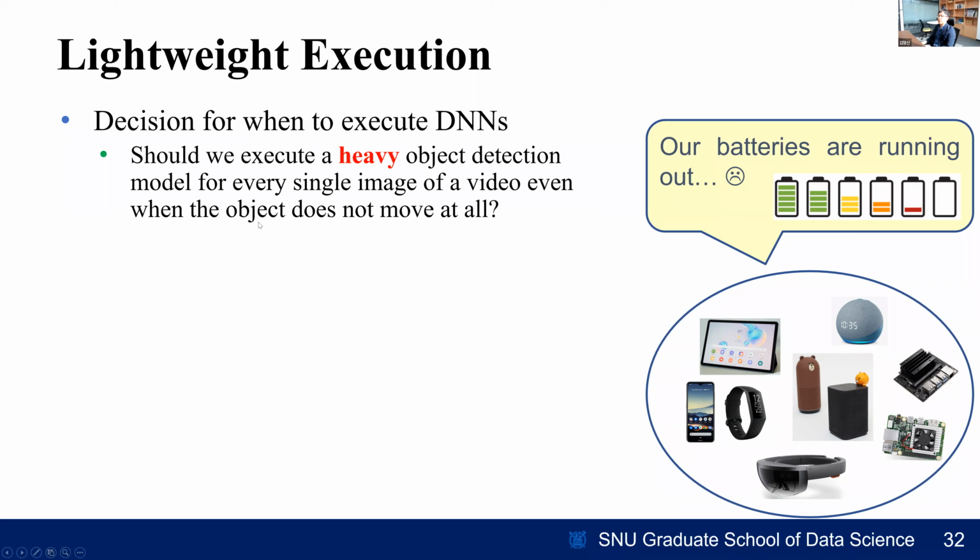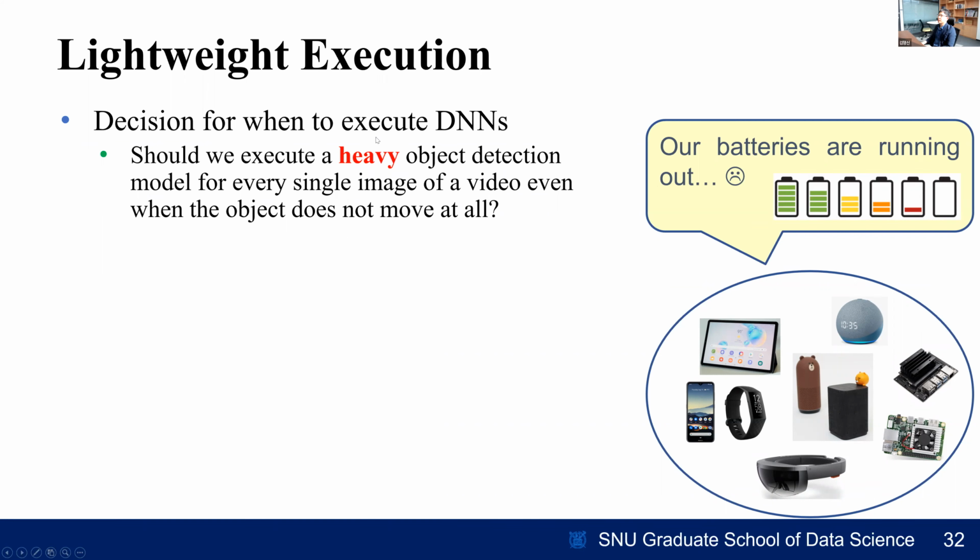So for example, we can ask this question: should we execute a heavy object detection deep learning model for every single image of a video, even when the object does not move at all? If our goal is an augmented reality application, which needs to detect and track all the objects on the smartphone screen in real time, then should we execute the heavy object detection model for every single image of the video? Maybe not, right?